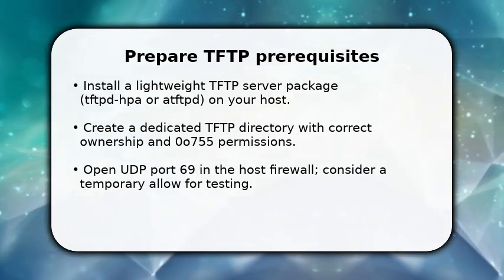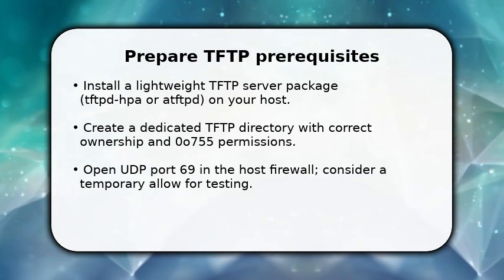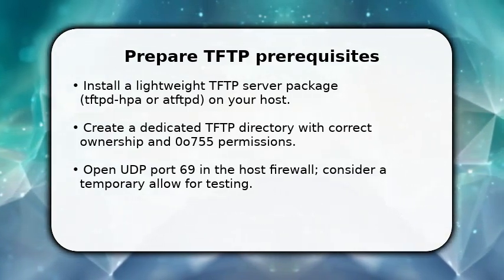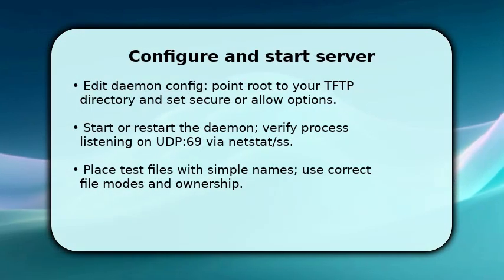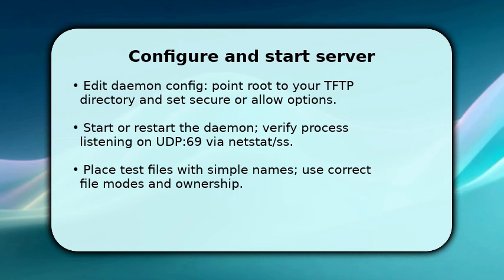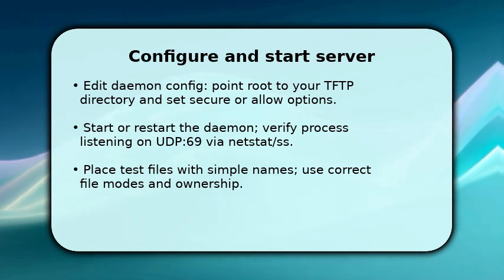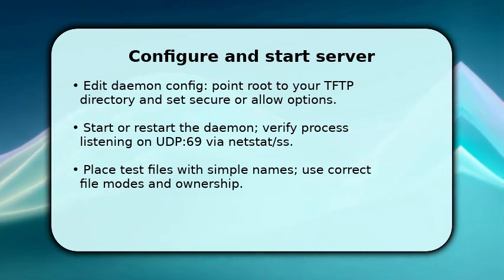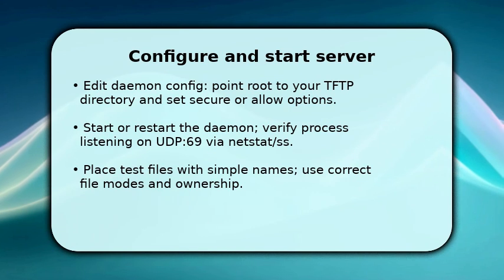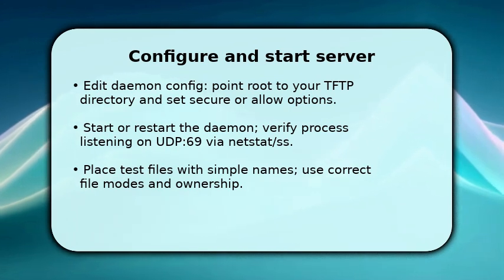Make sure UDP port 69 is allowed through the firewall for your test network only. This prepares a minimal, secure environment, so now configure the server so it serves the right folder. Update tftpd-hpa or its config to set the TFTP root and enable secure mode when available. Then start or restart the service and verify it listens on UDP port 69 with netstat or ss.